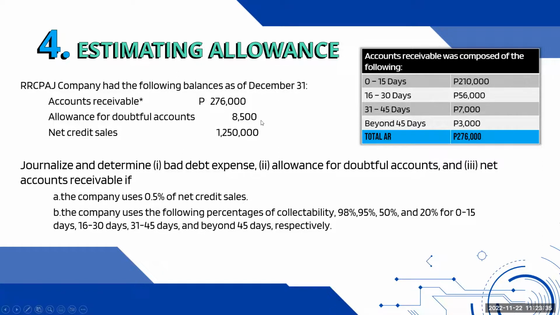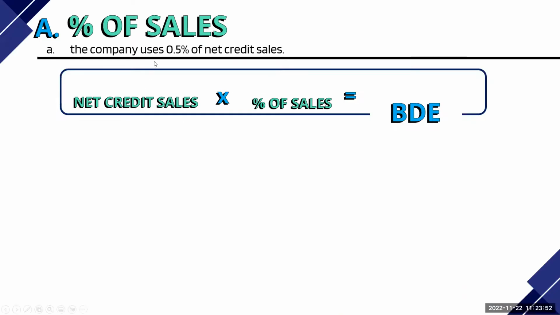Since it's silent, we assume it's credit. And then net credit sales of 1.25 million. Now, what if there are two scenarios? What if the company uses a 0.5% of net credit sales estimation method? The first method will fall under percentage of sales, and percentage of sales will give you your BDE.